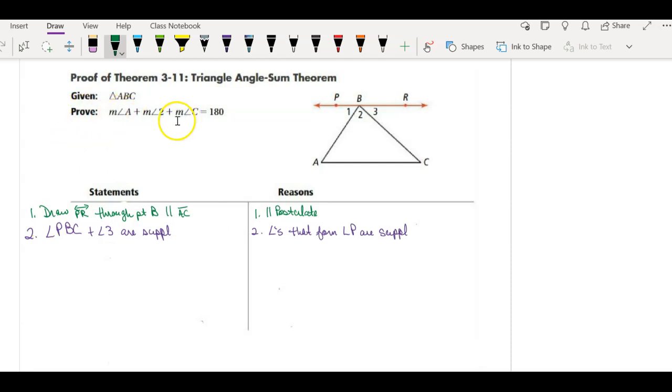Okay, so when I'm looking at this, I see that I need to get to where I'm talking about the measure of the angle. And right here I am not talking about the measure of the angle, so let's take it a step further. If I say the measure of angle PBC plus the measure of angle 3 equals 180 degrees, that is the definition of supplementary angles.